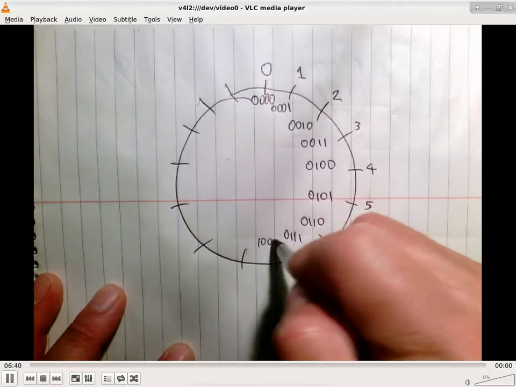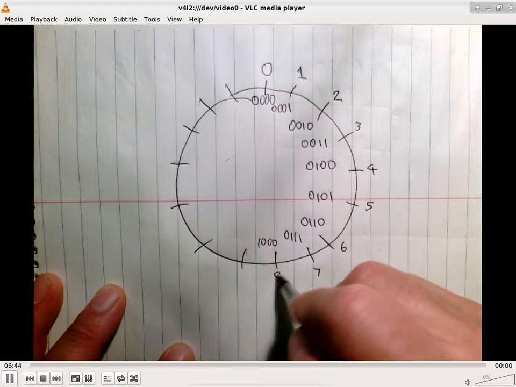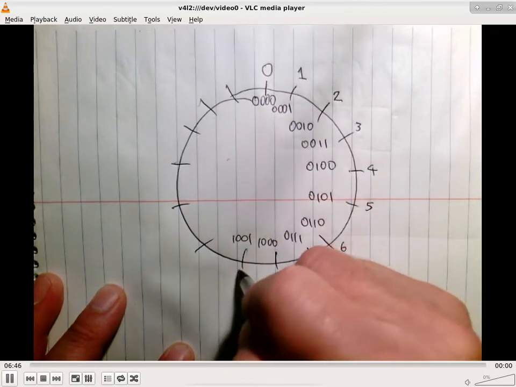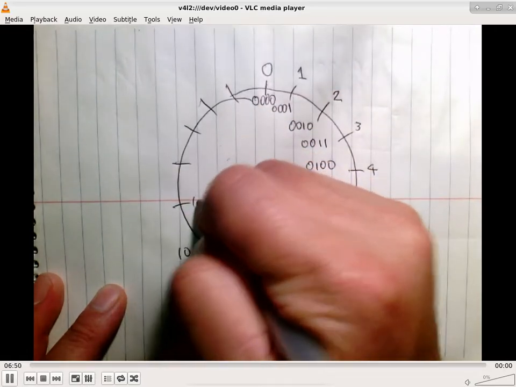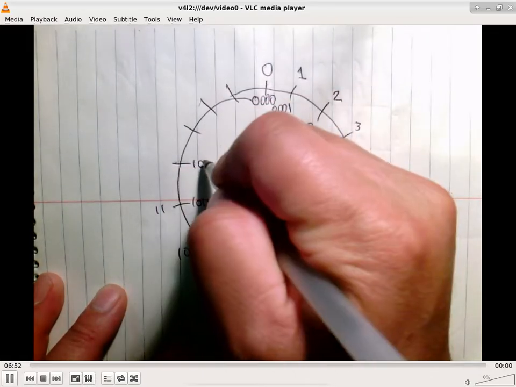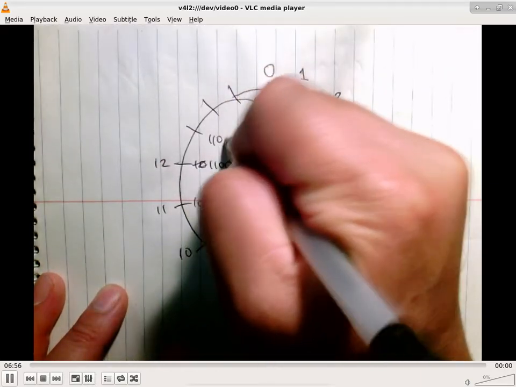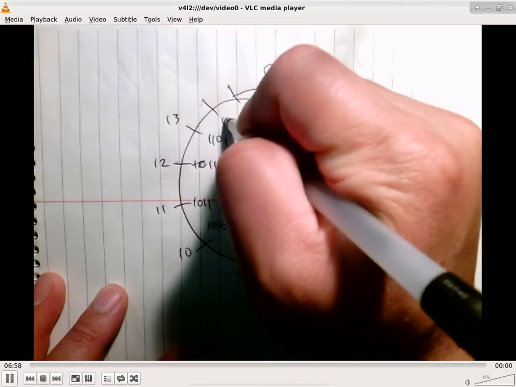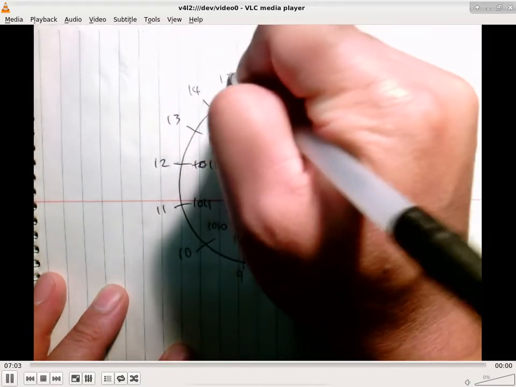What about this one? 8. It's 1 after 7, so it's naturally 8. And then we got 9, 10, 11. Okay. You don't have to copy this. 13, 14, and finally we got 15.